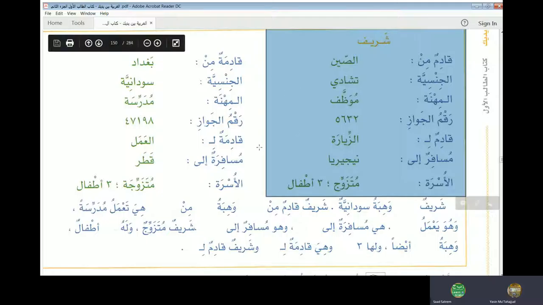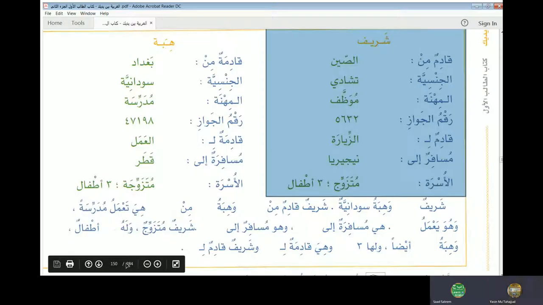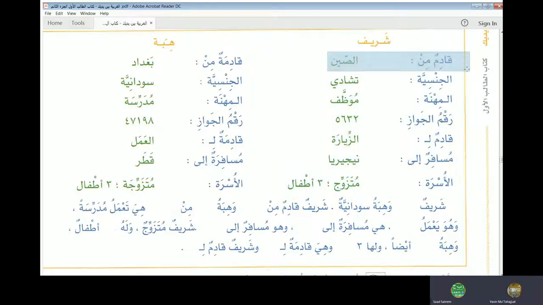What's the meaning of Sharif? Sharif is a name. He's a man. Kadimun min Nigeria? Min Asin. It is written here. Just read this information. What is Asin? I never heard that word before. Where is that? Is it in China? Okay, China. He is coming from China. Kadimun means coming from China.